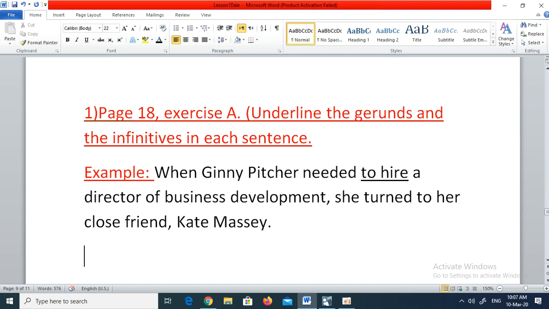Now, what I need you gentlemen to do for the homework, you need to go through all the other sentences in section A. You need to underline every gerund that you see in any of these sentences and any infinitive that you see in any of the sentences. All right. I suggest you pause the video while you do that, and then we will move on to the next section of the homework.